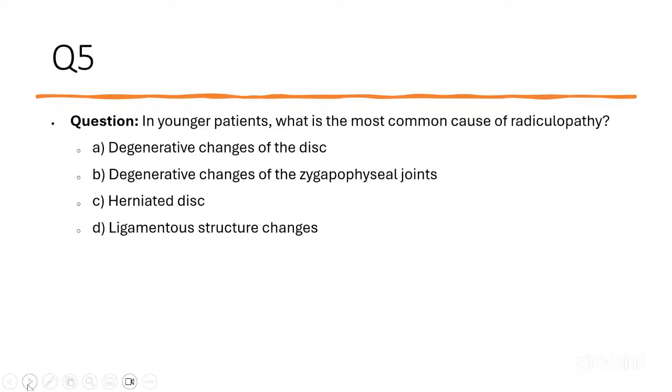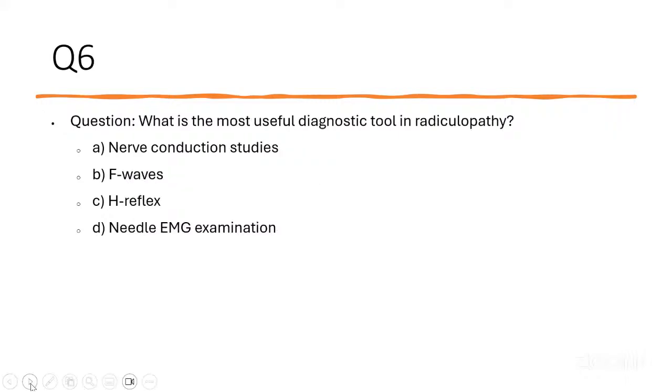In younger patients, what is the most common cause of radiculopathy? Is it degenerative changes of the disc, degenerative changes of the zygapophyseal joints, herniated disc, or ligamentous structure change? What will be the most common for younger people? It's herniated disc. Younger people, it is a herniated disc, and older people, it is degenerative changes. So that is an old age problem.